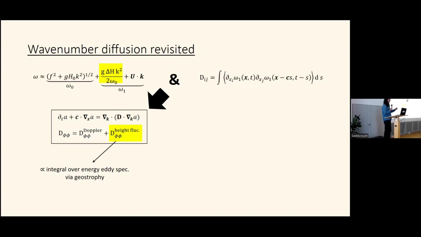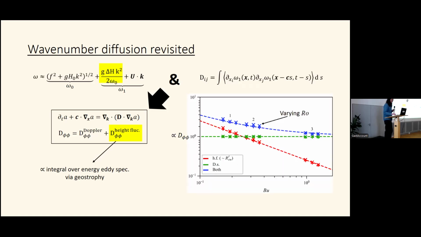You can relate this height fluctuation contribution to the eddy energy spectrum via the balance I showed before. Through that we can relate the magnitude of this diffusivity. That's what this plot shows. It's the diffusivity computed for an energy spectrum of the shallow water simulation I showed you in the radiating simulations. It's plotted against Berger number, and as we vary Berger number, we also vary Rossby numbers. Each of the three crosses corresponds to a different Rossby number, with Berger number on the x-axis and the diffusivity on the y-axis.